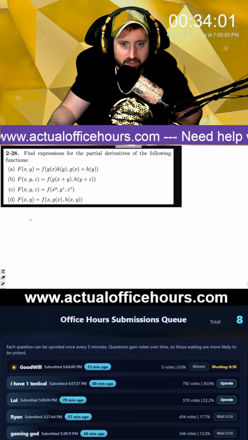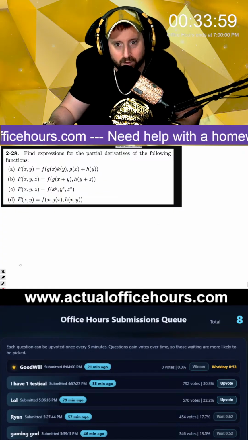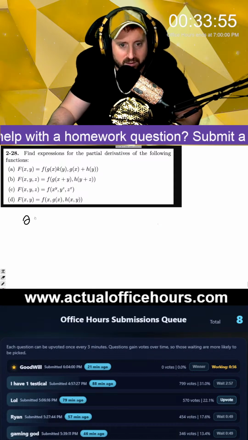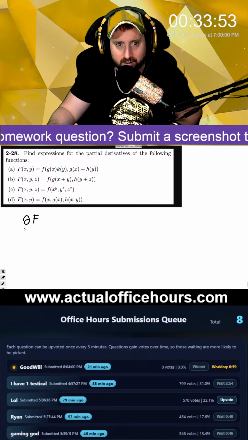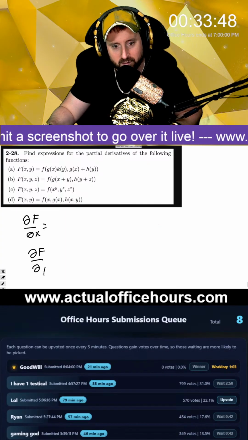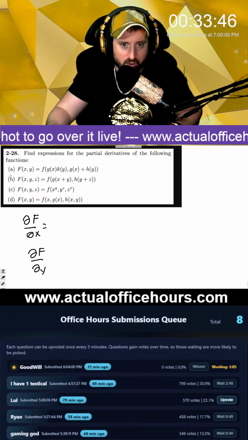How do we do this? Oh, I think I know how this is, right? So if I want to do the partial derivatives of the following, sorry, is this like df dx is equal to something, and then I also need df dy, because there are 2 variables?